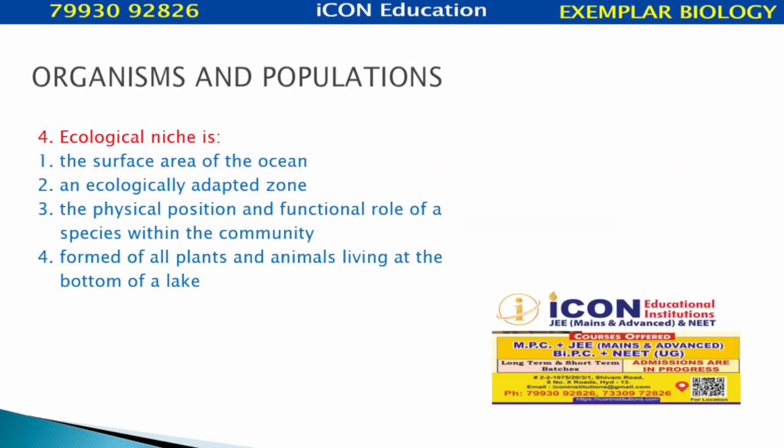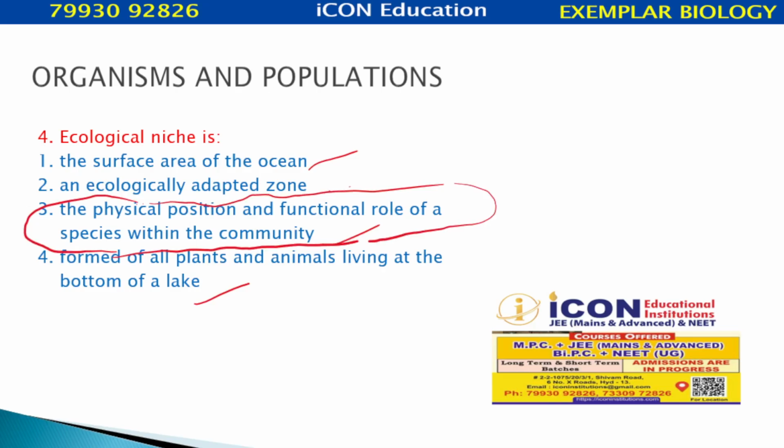Ecological niche: the surface area of the ocean, the ecologically adapted zone, the physical position and functional role of a species within the community, formed of all plants and animals living at the bottom of a lake. So, ecological niche is the physical position or functional role of a species within the community. The full definition is the functional, physiological, physical role of an organism. Here it is given as physical position and functional role of a species within the community.